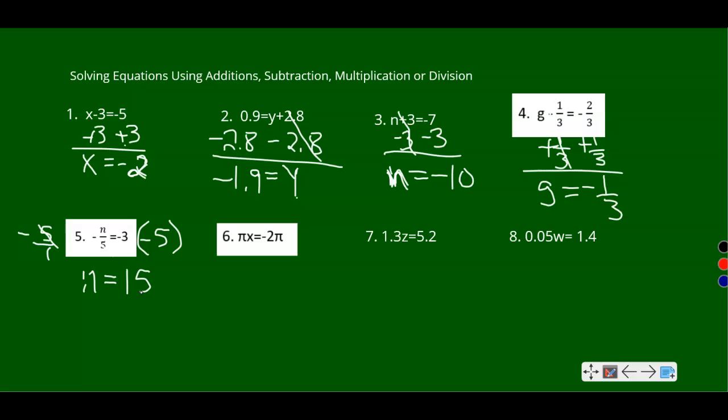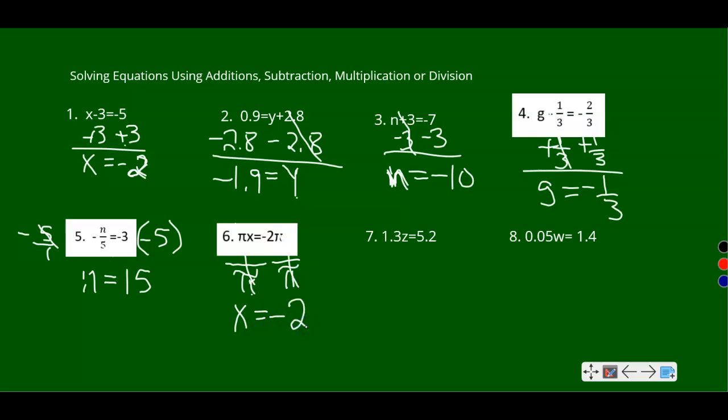All right, so this one has pi, which is just a number. Remember, it's approximately equal to 3.14. It's an irrational number, but a lot of times we just use it as 3.14, but we're solving for x, not pi. And so pi times x equals negative 2 pi. So we're going to divide both sides by pi because we have multiplication. The inverse of multiplication is division. X equals negative 2 pi divided by pi is negative 2.